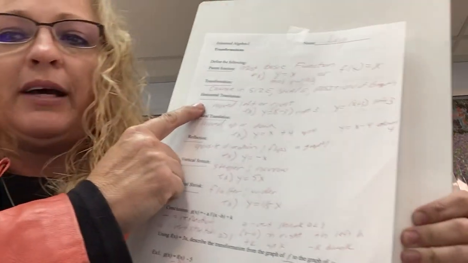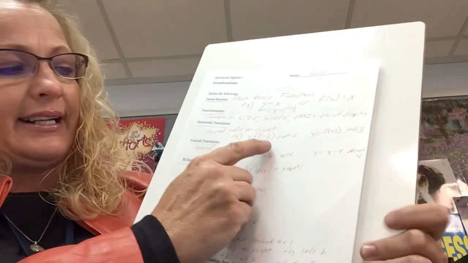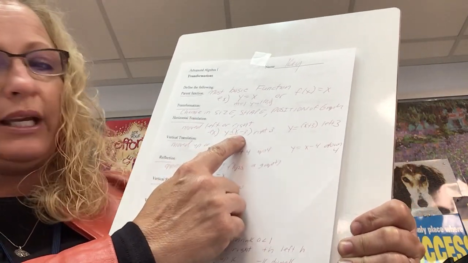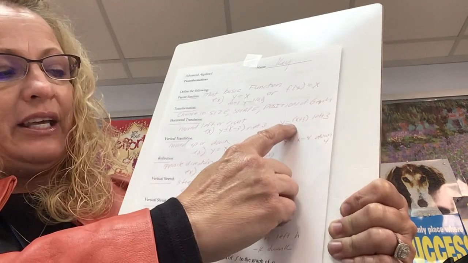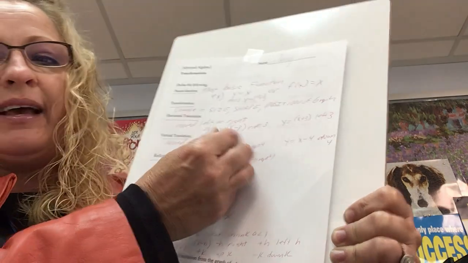I also want to talk about horizontal translation. The graph can be moved left or right, and it's with the x, but it's the opposite of what you think. If I have in parentheses x minus 3, it's going to move right 3. If I have in parentheses x plus 3, it's going to move left 3. So if it's included with the x, think about it. That's why it's going to move left or right.